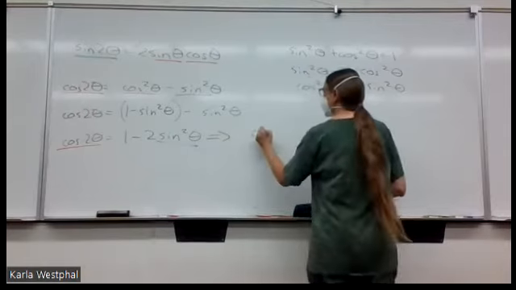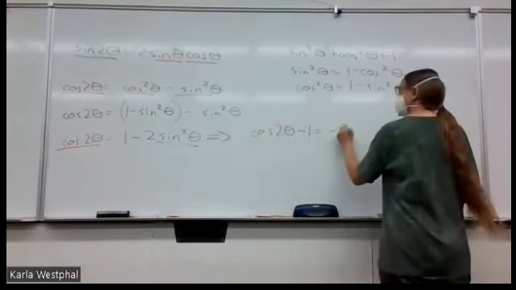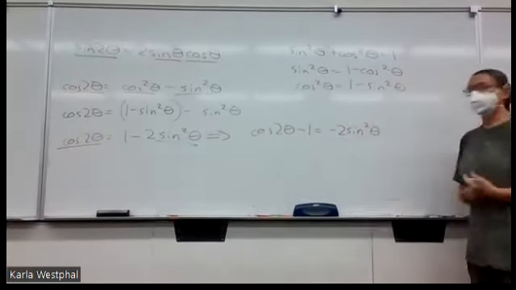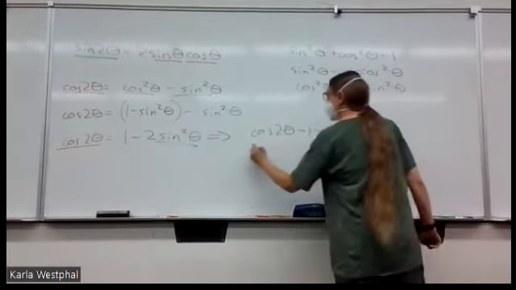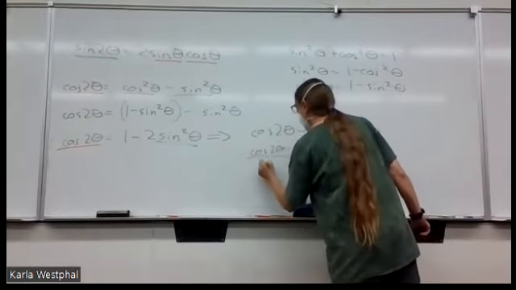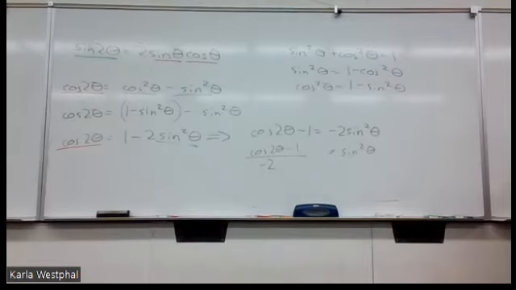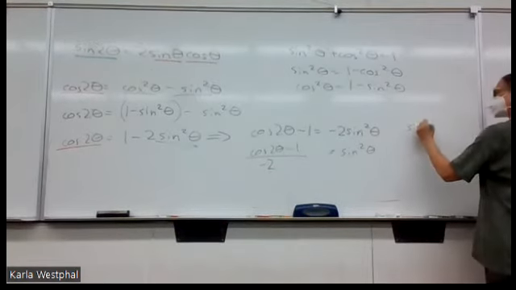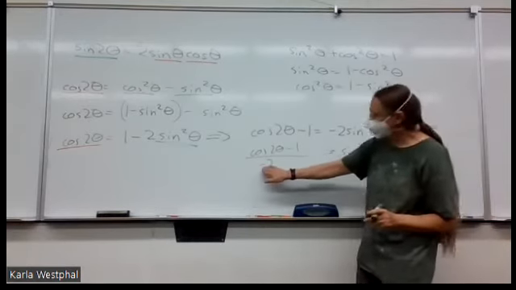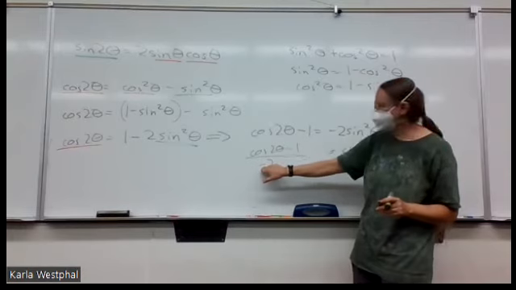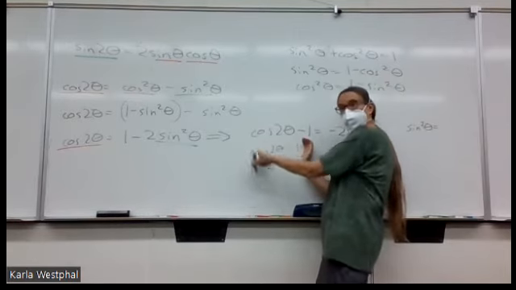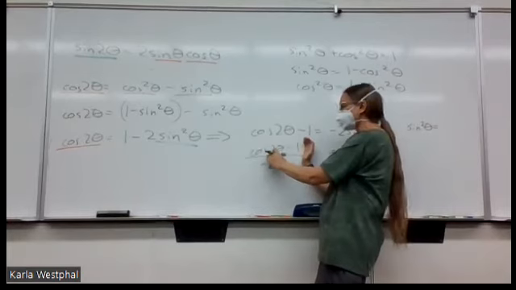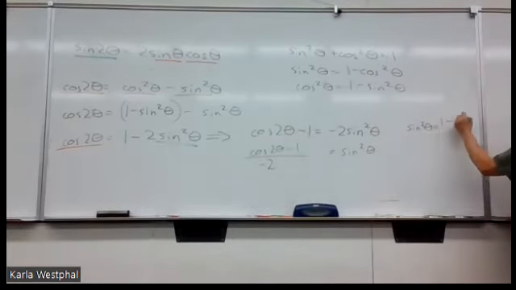To do that, I would say cosine of 2 theta minus 1 is negative 2 sine squared theta. So sine squared theta is cosine 2 theta minus 1 all over negative 2. Usually the way you'll see that written is, I take this negative sign and rather than keeping it on the bottom with the 2, I move it up to the top. If I multiply the top by negative 1, the cosine becomes negative and the 1 becomes positive. So I'm going to write that as 1 minus cosine 2 theta all over 2.